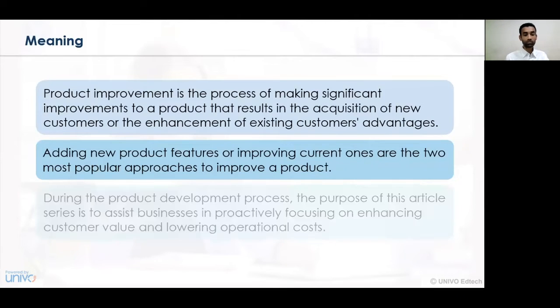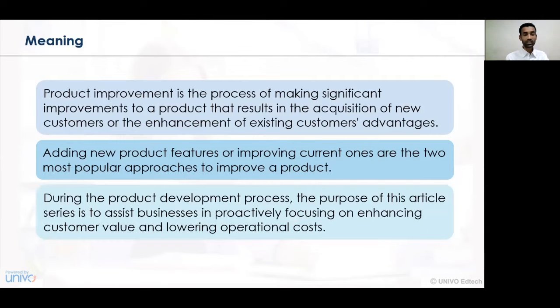Now let's understand what we mean by the product and what we mean by the process improvements. So product improvement is the process of making significant improvements or changes in a certain product that results in the acquisition of either new customers or the enhancement of existing customers. So we have a certain product which is already available in the market, and when we improvise that product in order to see that the existing customers are being retained, or we try to create new products from an existing product, such initiatives are called product improvements or process improvements.